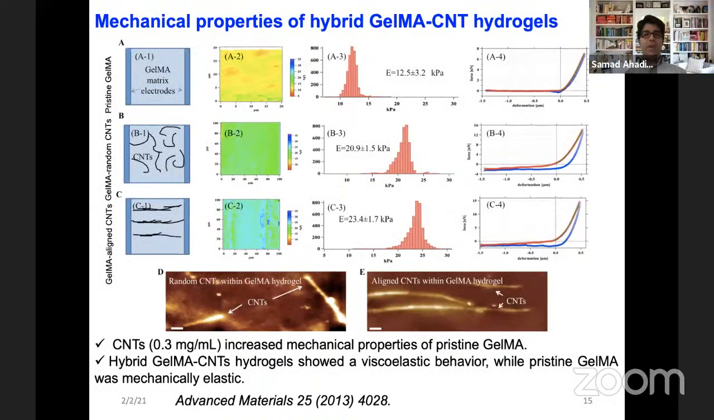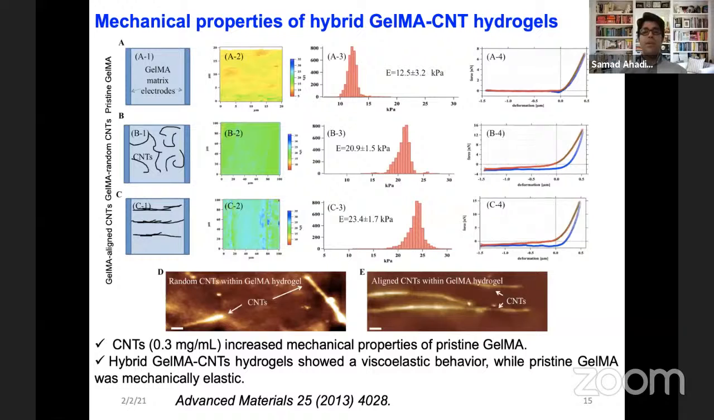And after that, we quantified the mechanical properties of the GelMA-CNT hydrogels for the different hydrogel systems. The control was the pristine GelMA hydrogels, and we quantified the Young's modulus of these GelMA hydrogels, and the Young's modulus was around 12.5 kilopascal. And also we quantified the force deformation curve for this hydrogel. After adding the CNT to the GelMA hydrogels, the Young's modulus increased to 20.9 kilopascal. And after aligning the CNT inside of the GelMA hydrogels, we got even higher Young's modulus, up to 23.4 kilopascal.